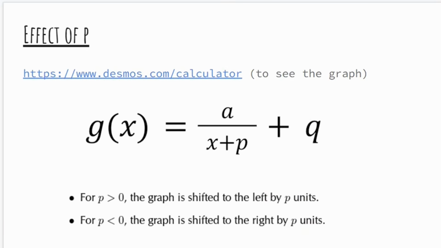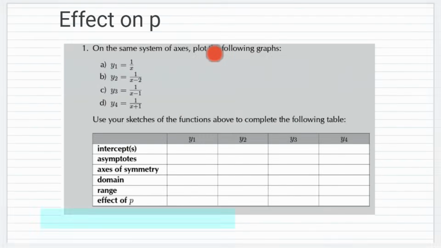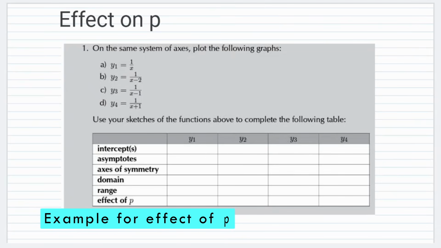For P greater than 0, the graph will shift left by P units. So it's going to move left by P units. And they say for P less than 0, the graph is going to shift. I'm going to do the first one from the graph so that you guys can see what I was explaining about the P.